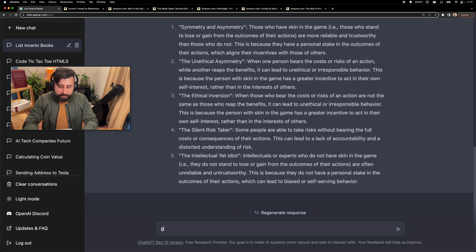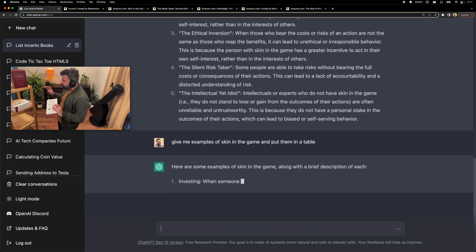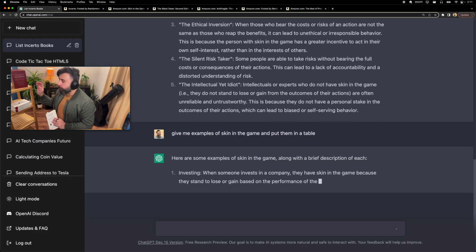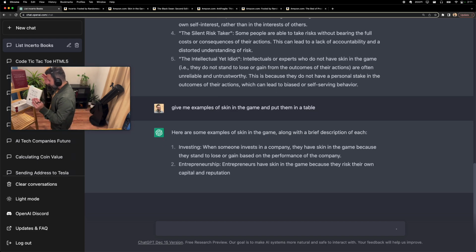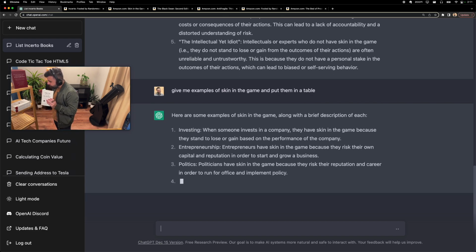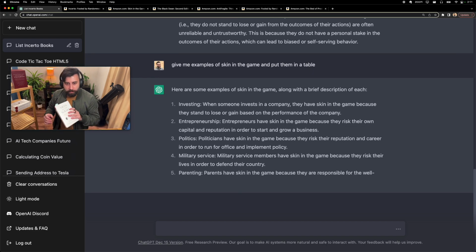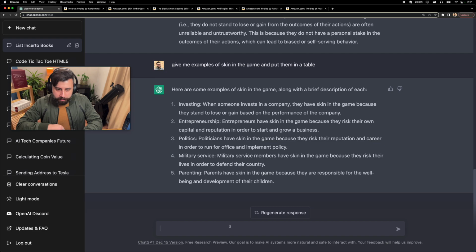Okay, all right, how about this? Give me examples of skin in the game and put them in a table. And I want to try to build on this. And what I ultimately want to do is, even though I haven't read some of these books, I want to see if ChatGPT can help me get the ideas from all these books and learn. And then also probably ultimately point me in the next book direction. Okay, that's fine. Here are some examples.